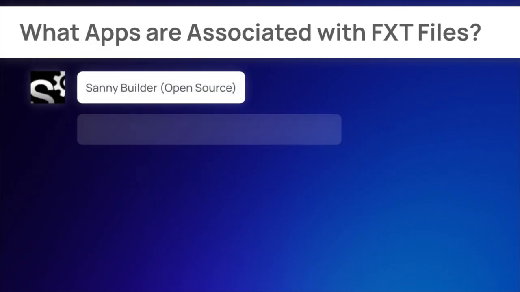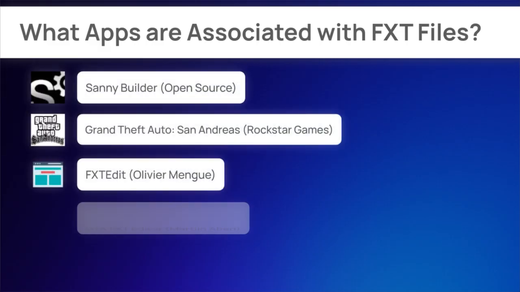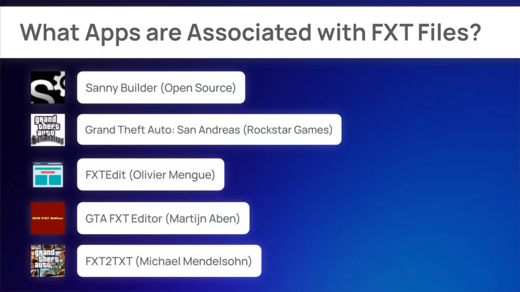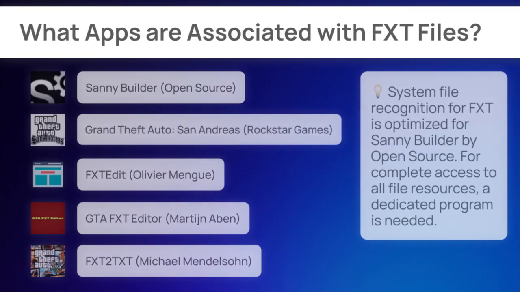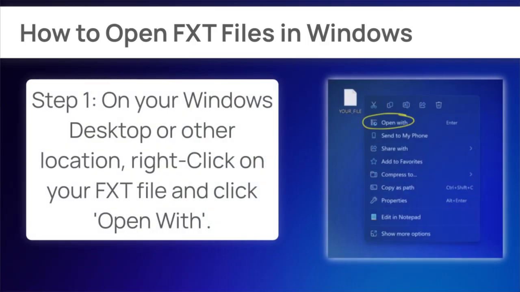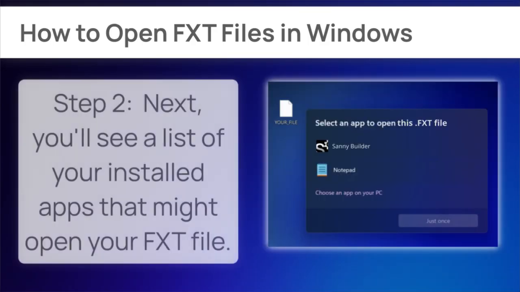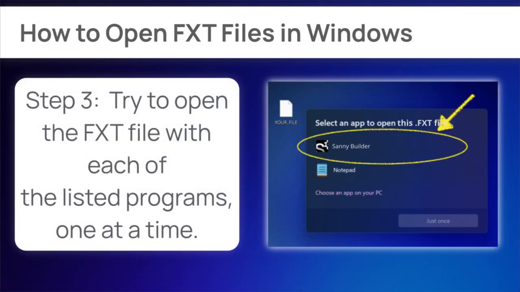To gain full access to FXT, the application needed is Sani Builder from open source. For complete access to all file resources, a dedicated program is needed. Windows shows only high-level details, so reading or editing game data depends on compatible tools. Your first troubleshooting move: right-click the FXT file and select Open With. Try launching it using Sani Builder if it's installed. If that fails, test other apps. Different tools have different file handling libraries.